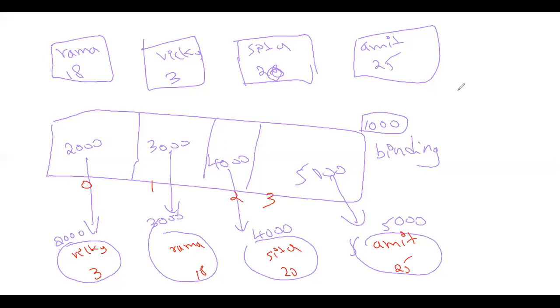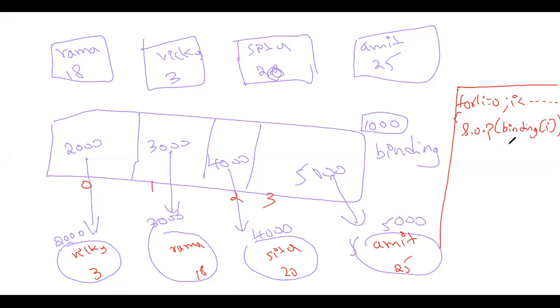Now, if I write a program, a for loop, I should start from 0, I should be less than length, I plus plus. And if I write system.out.print, don't print binding of I, because it will print binding of 0. What is binding of 0? Binding of 0 is an address actually. So if I write a for loop like that, it will print so many addresses.